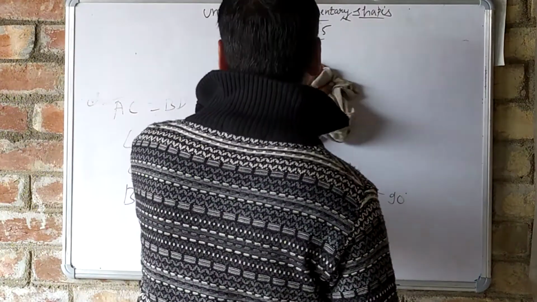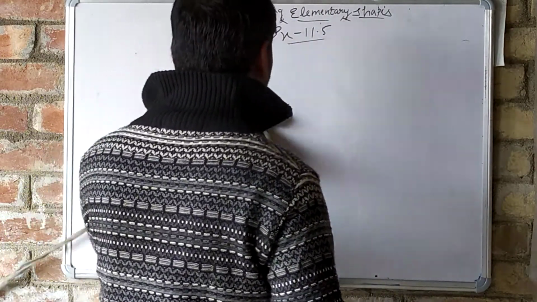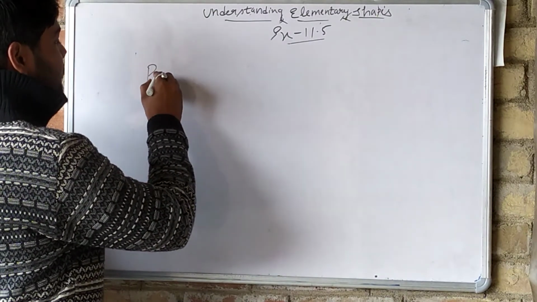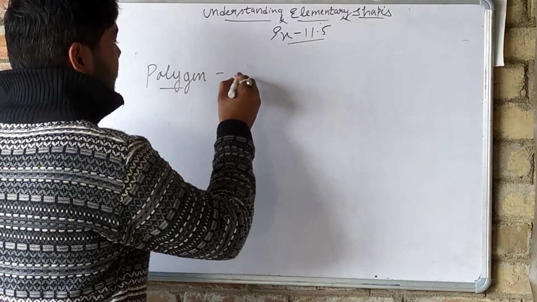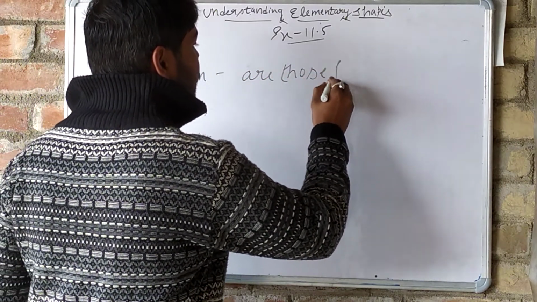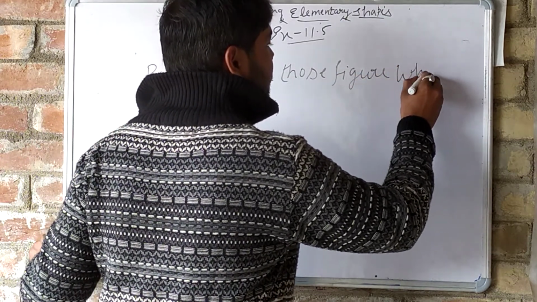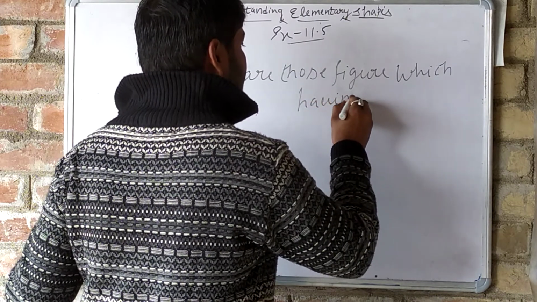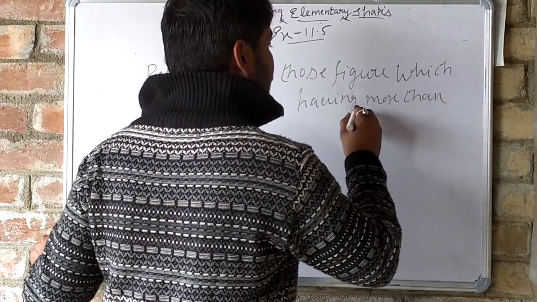Okay, next we have to study about polygons. What are polygons? Polygons are those figures which have more than 4 sides.